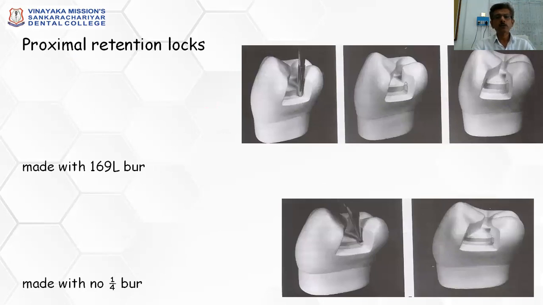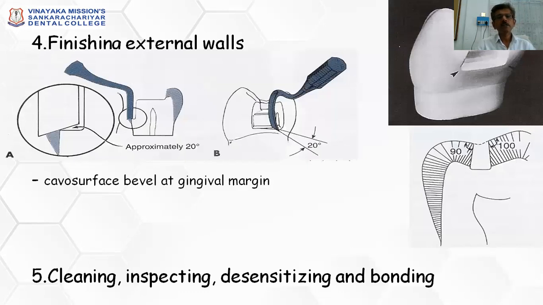Proximal retention boxes: you see in those corners of the axial wall how you can make this sort of retentive locks and grooves. These are all secondary retentive features. Pins, slots, grooves can be made with the help of burrs like the 169L burr and the number 1/4 burr. Finishing of the external walls.